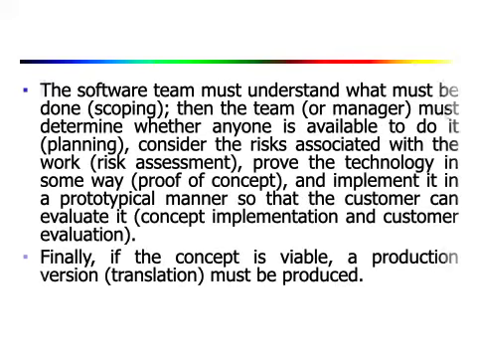Okay, so basically the software team must understand what must be done, that is scoping. Then the team must determine whether anyone is available to do it, that is planning. Then consider the risks associated with the work, that is risk assessment. Prove the technology in some way, that is proof of concept, and then implement it in a prototypical manner, so that the customer can evaluate it. That is concept implementation and customer evaluation. And finally, if the concept is viable, a production version or a translation must be produced.